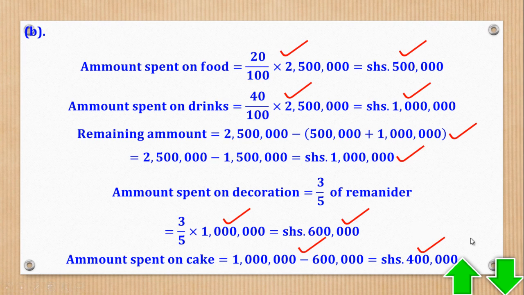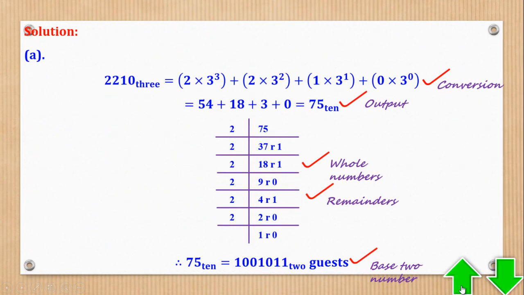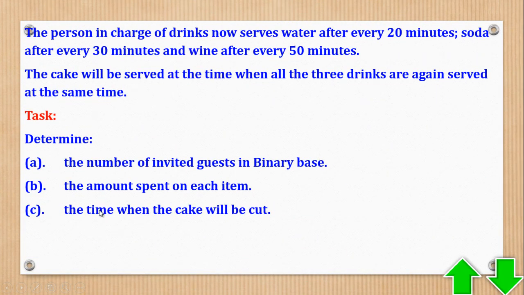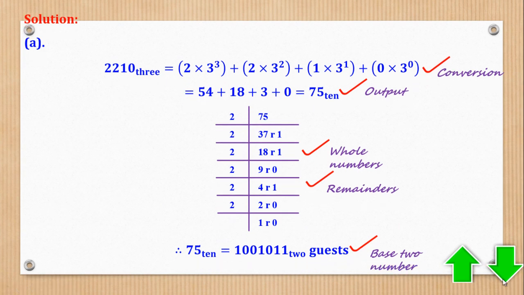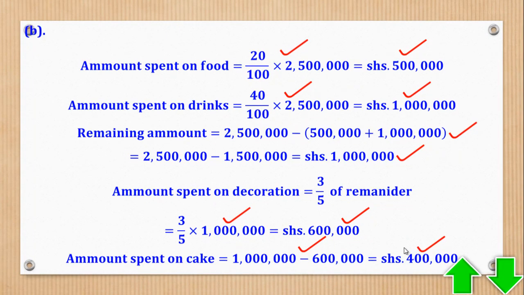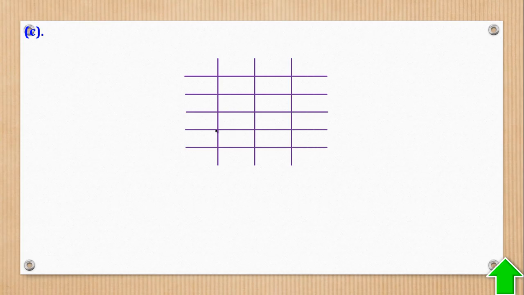Then task C says the time when the cake will be cut. So that means that we need to get the LCM of 20, 30, and 15. So we have 20, 30, and 15. We shall begin by 2. 20 divided by 2 is 10, 30 divided by 2 is 15, 15 divided by 2 has a remainder.